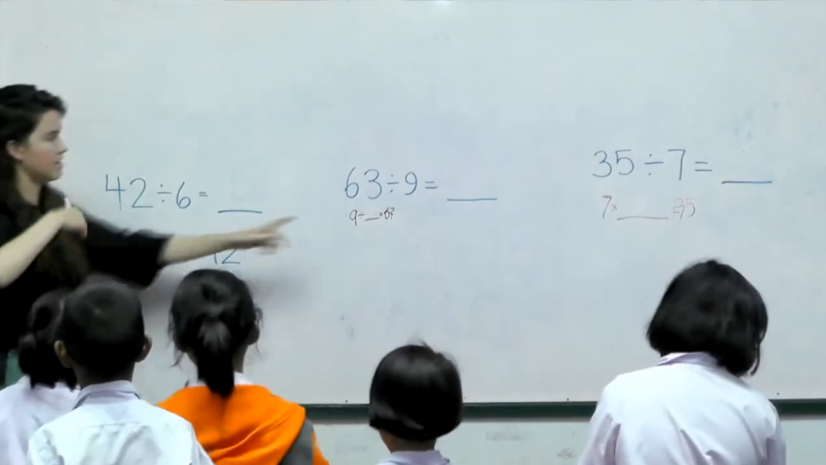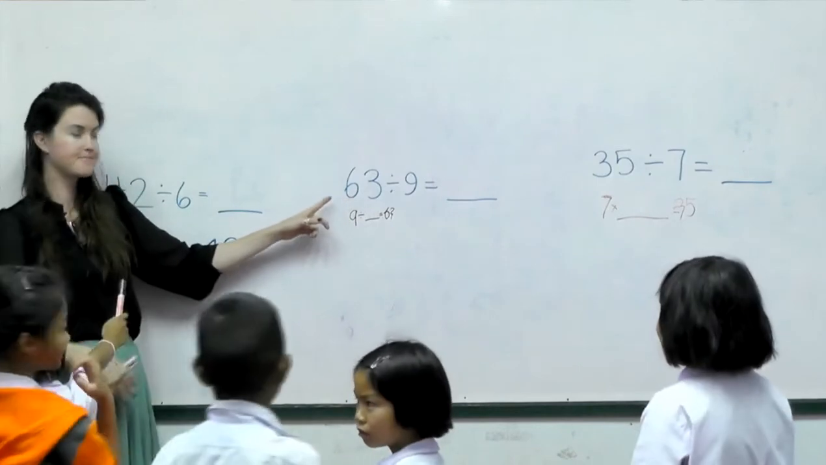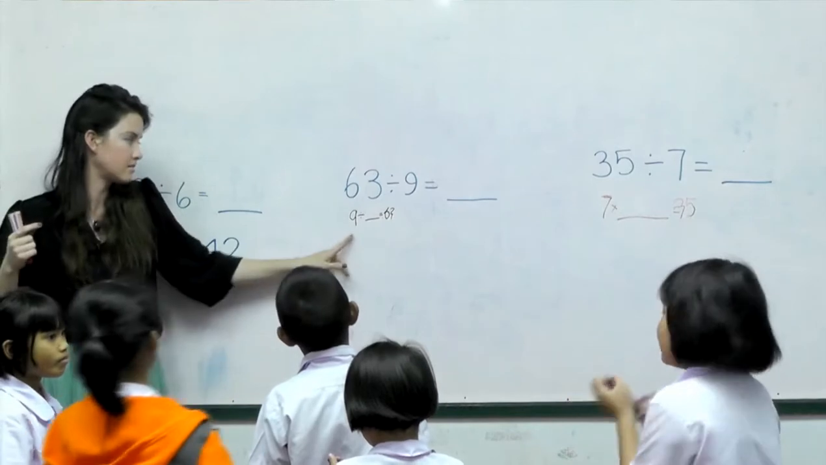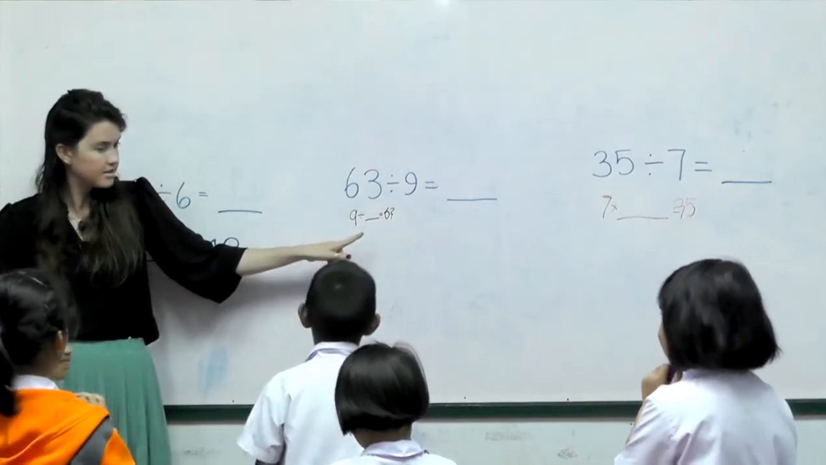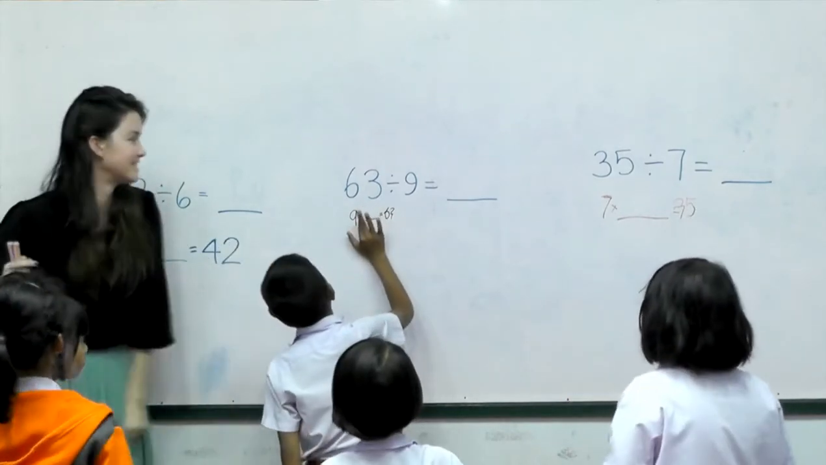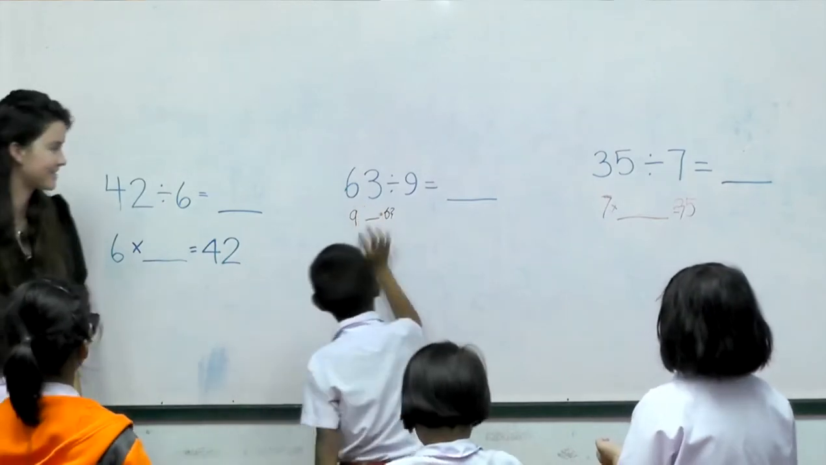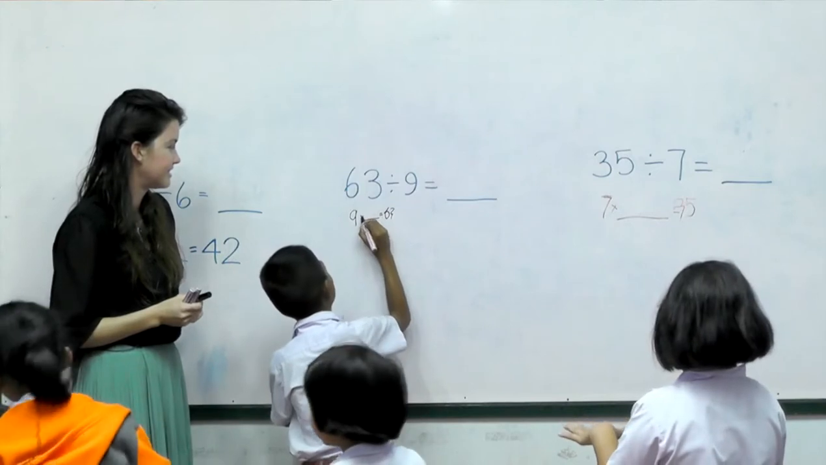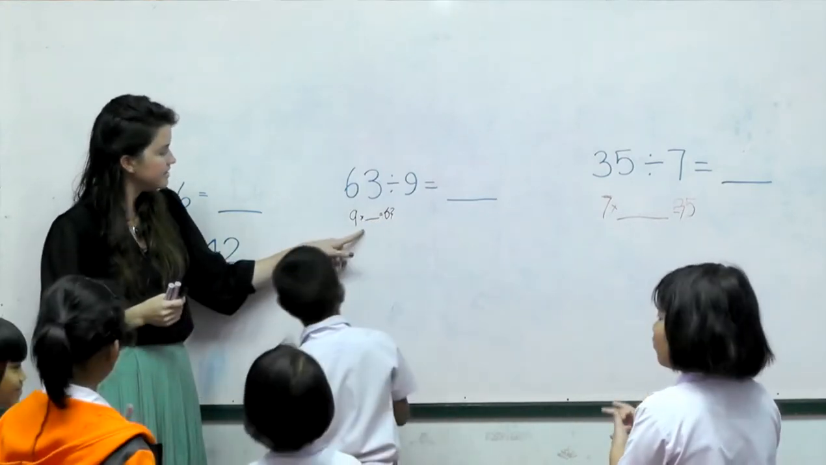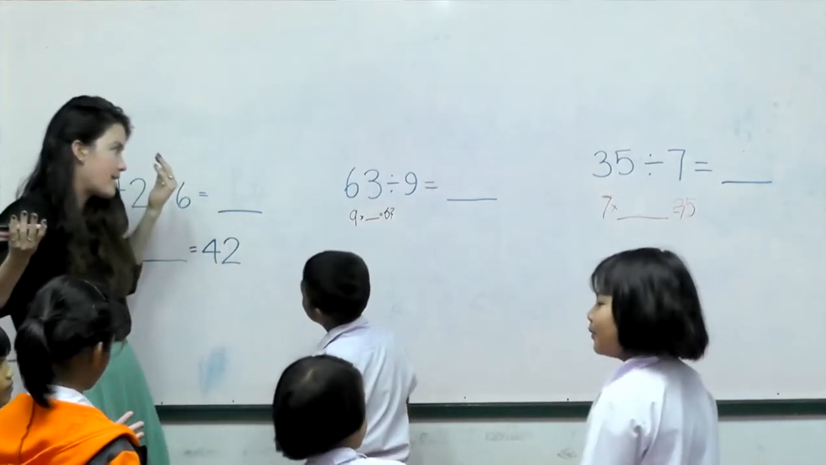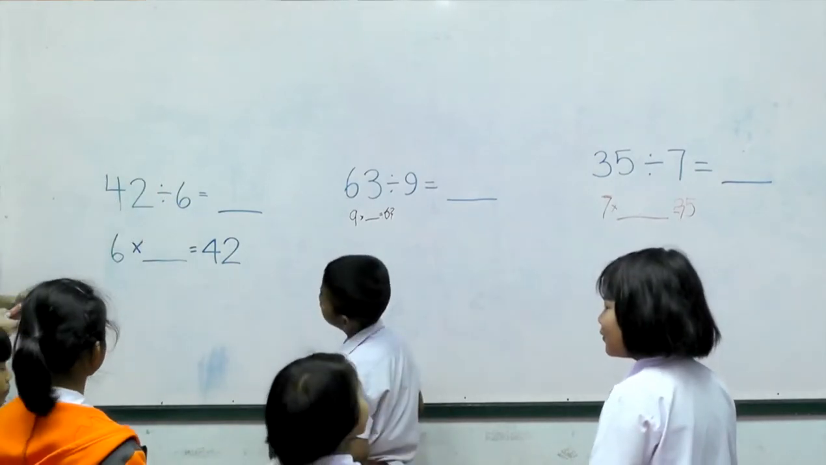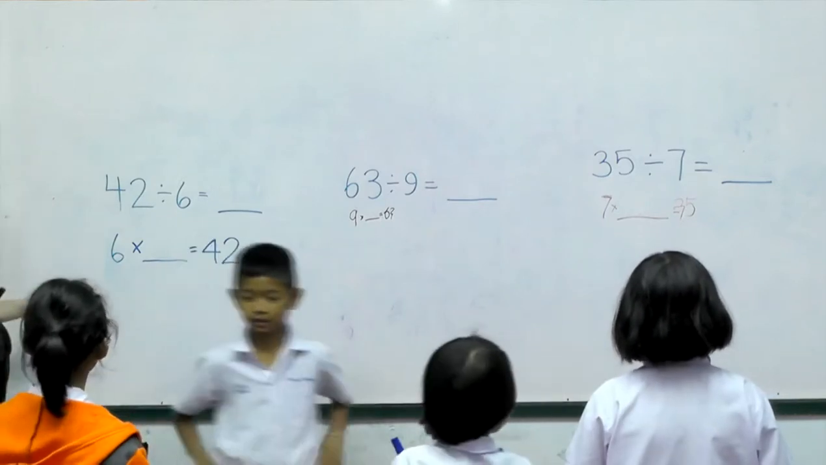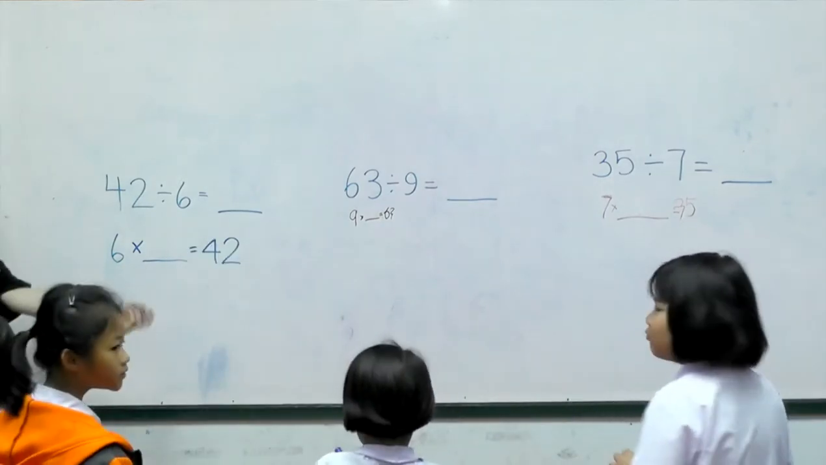Okay, pot, come back. We have 6. Pot, come here. 63 divided by 9 equals what? 9 divided by 9 times. Thank you. There we go. 9 times what equals 63. Great job. Okay, Pak Boom, tell us what you did here.